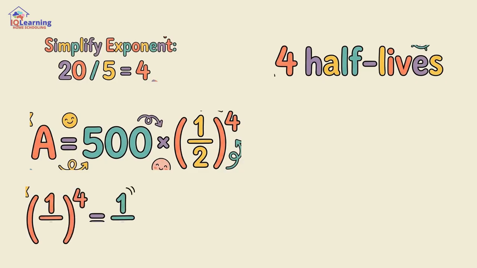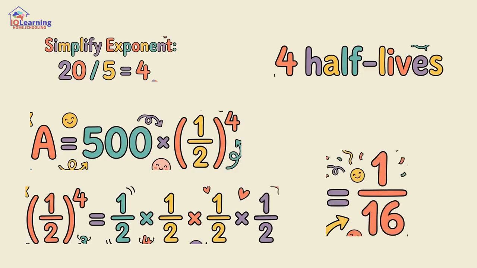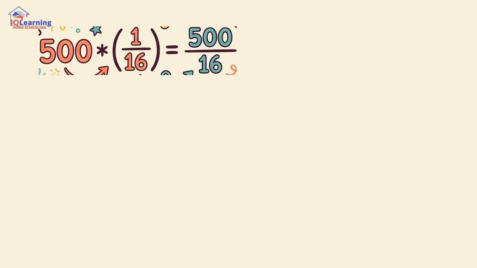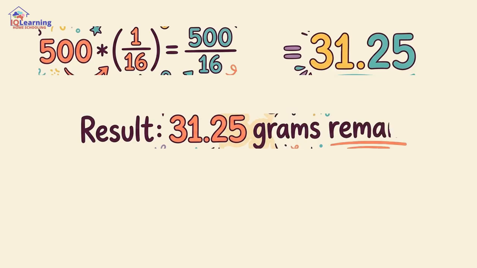An exponent just means repeated multiplication. 1/2 to the 4th means multiply 1/2 by itself 4 times, which equals 1/16. Now multiply. 500 times 1/16 equals 500 divided by 16, which equals 31.25. So after 20 years, only 31.25 grams remain from the original 500 grams.